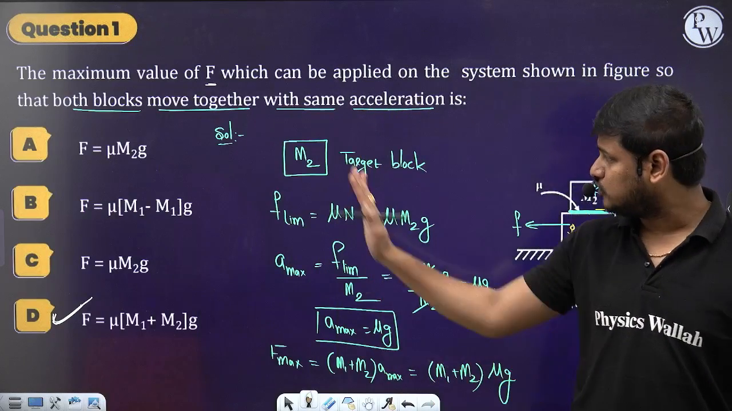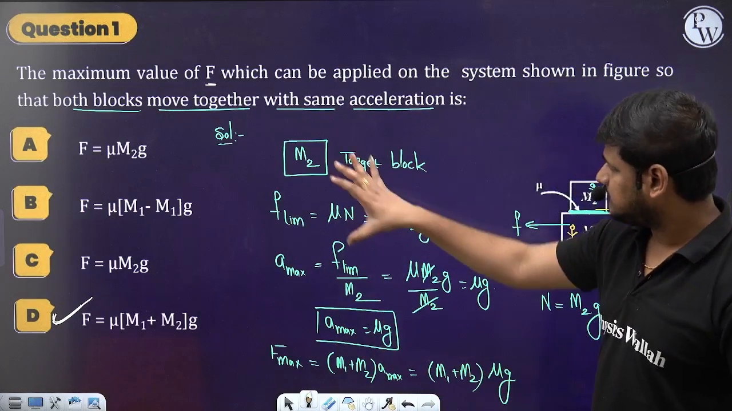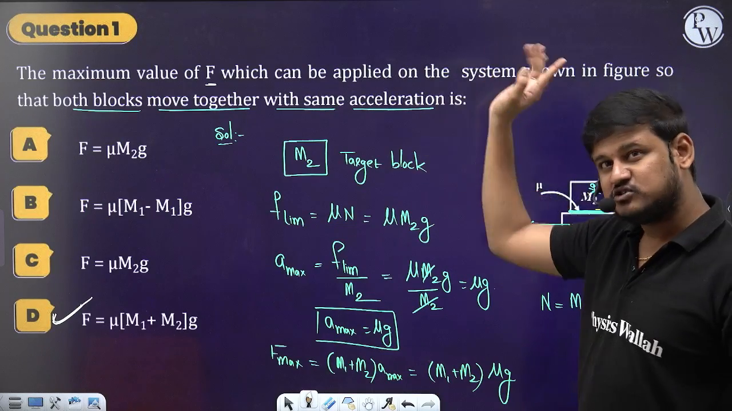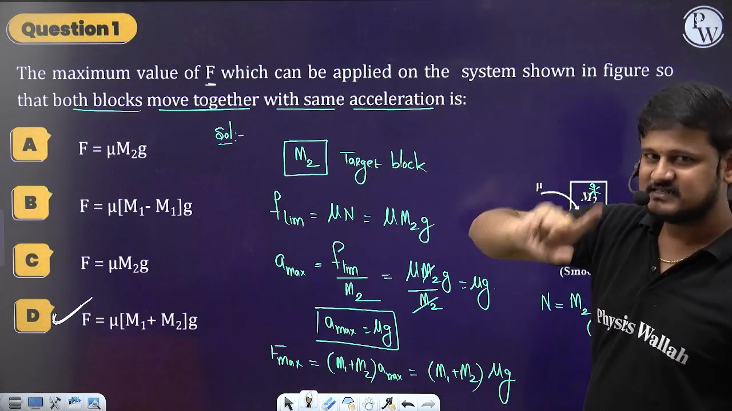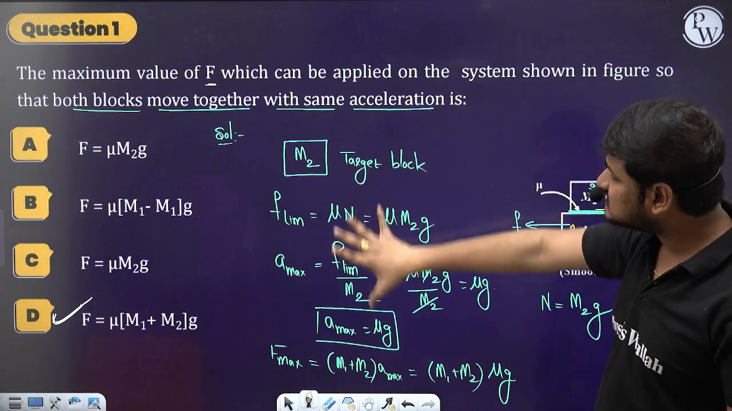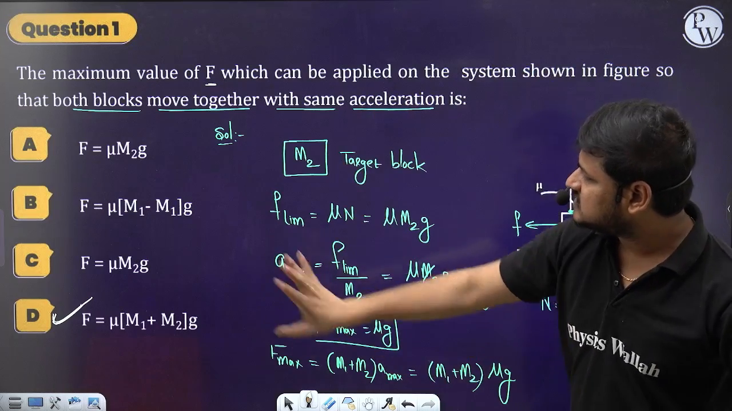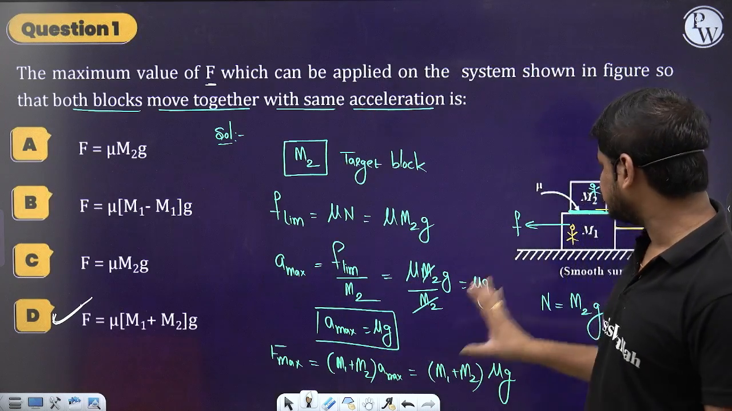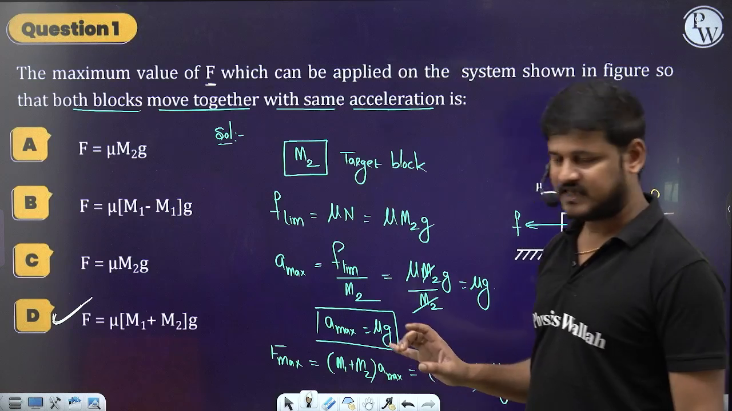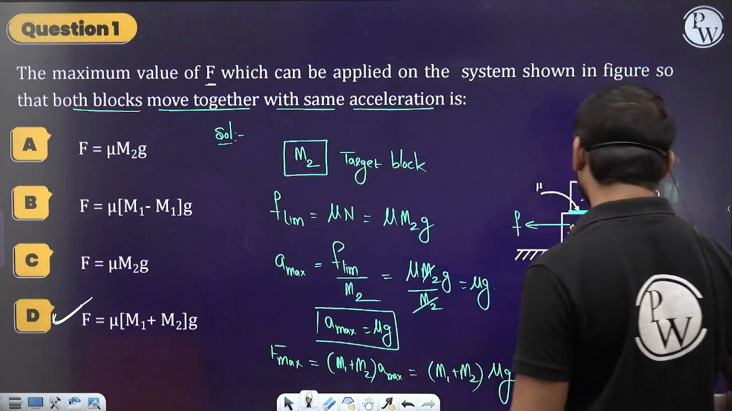Simple one. Now you guys understood the procedure. If not, I am going to solve more questions. Try to understand. This is just a basic question where we just solve for the F max for both the blocks to move together. Right. Chalo, so next, let's go for another question.